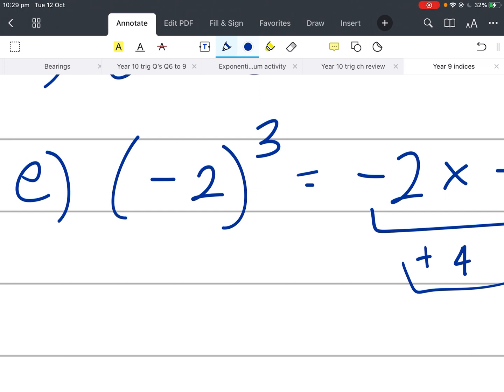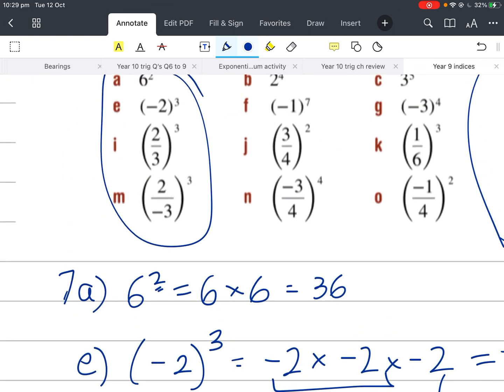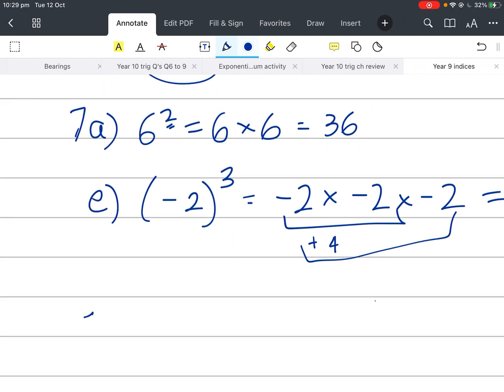Open brackets, press the plus minus or just the negative key, press the 2, close the brackets, press X to the box or X to the power of Y, and then 3, and I get -8. Was that the answer that we got? Yes, it was.